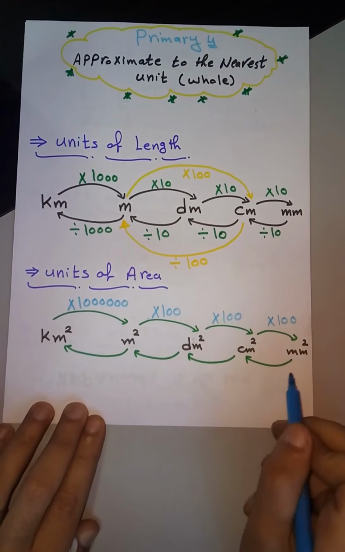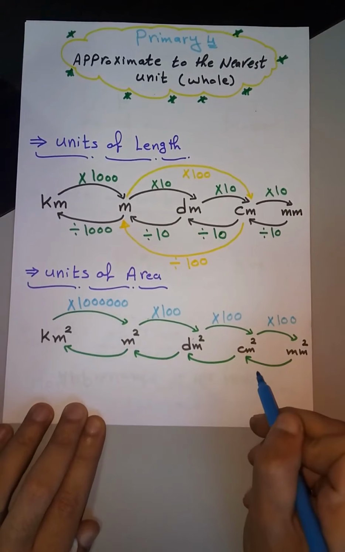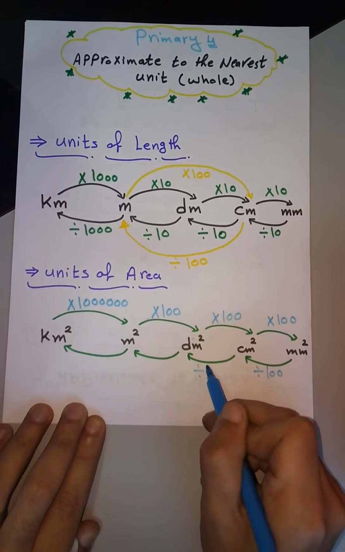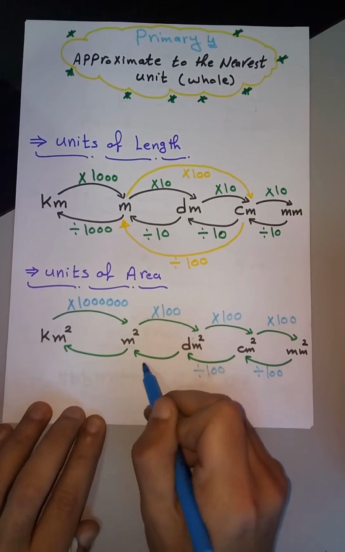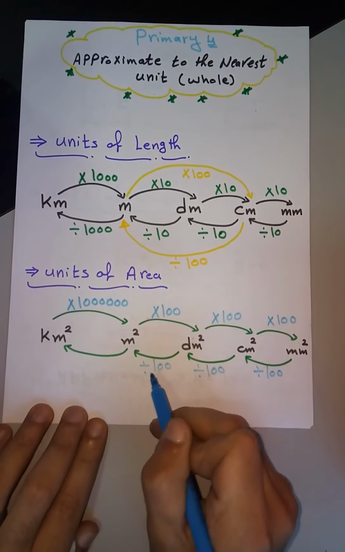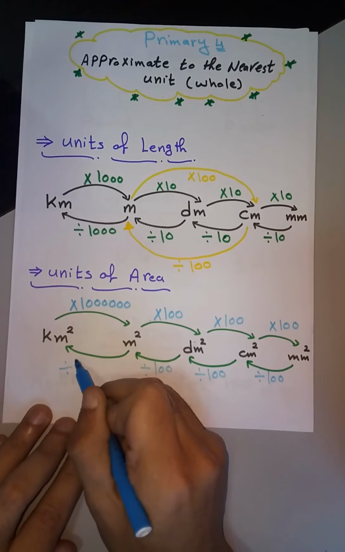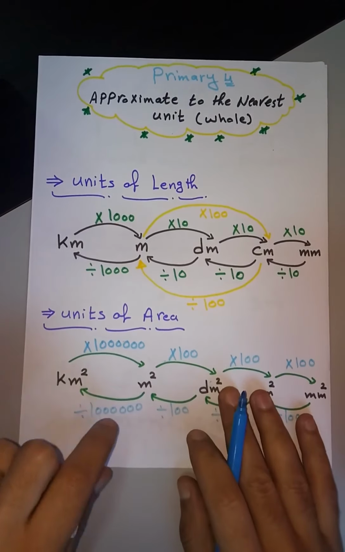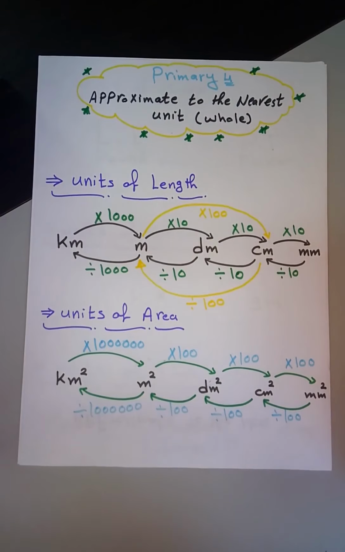To do the inverse, from millimeter square to centimeter square, you have to divide by 100, and centimeter square to decimeter square, you have to divide by 100, and here also divide by 100, and here we have to divide by 1,000,000. So these are the units of length and these are the units of area.